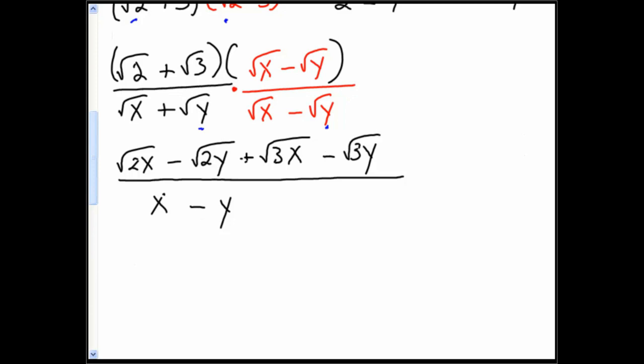We have x minus y is rational, and each of the radicals in the numerator are not like radicals. They're all different, so they cannot be combined. So even though this looks maybe a little bit different, doesn't look all nice and neat, it's still a simplified expression with a rational denominator.